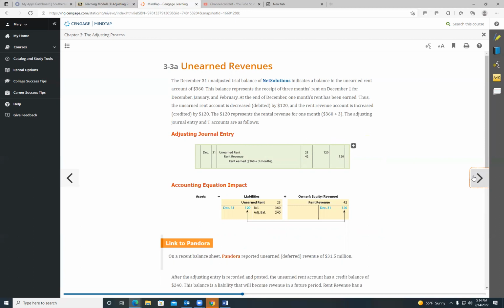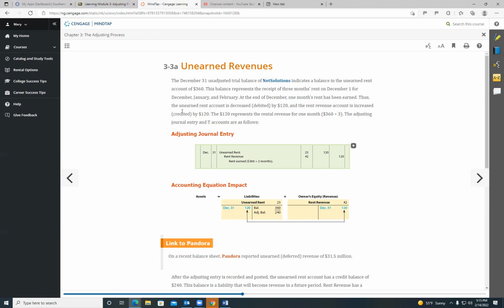In that journal entry, when we first received the check, we debited cash to increase our cash balance because we received the check for rent. We did a debit to cash for $360 because that was the total amount. And we did a credit to unearned rent revenue because we had not earned it yet. So now this balance represents the receipt of 3 months rent that we received December 1st, for the months of December, January, and February.